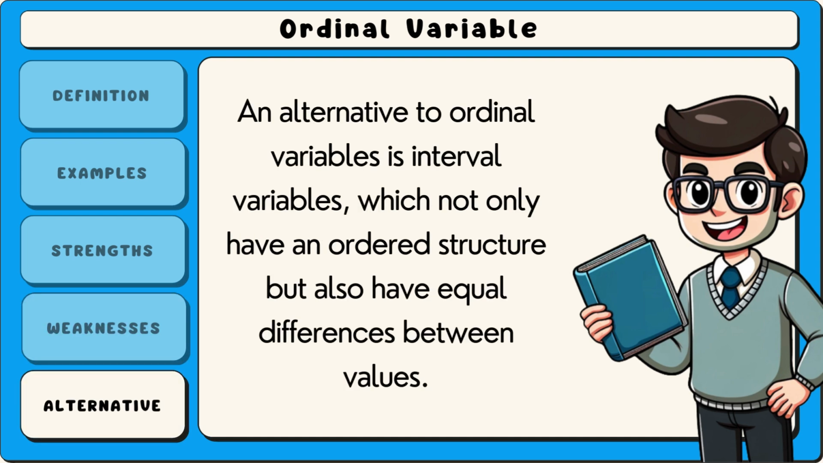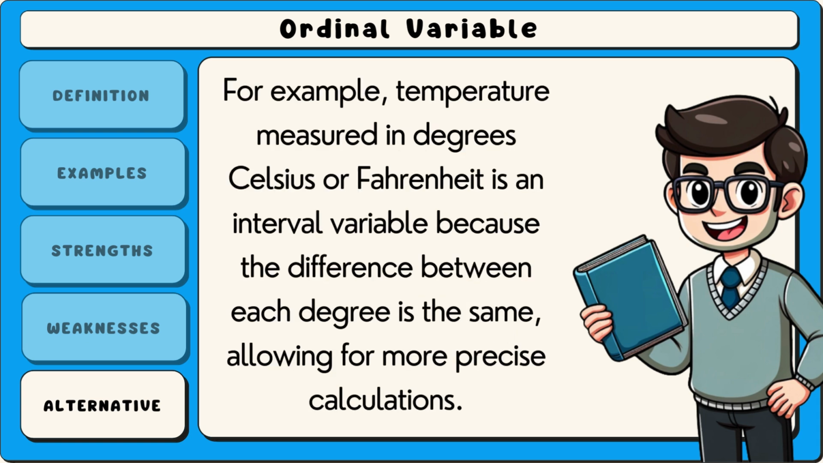An alternative to ordinal variables is interval variables, which not only have an ordered structure, but also have equal differences between values. For example, temperature measured in degrees Celsius or Fahrenheit is an interval variable because the difference between each degree is the same, allowing for more precise calculations.